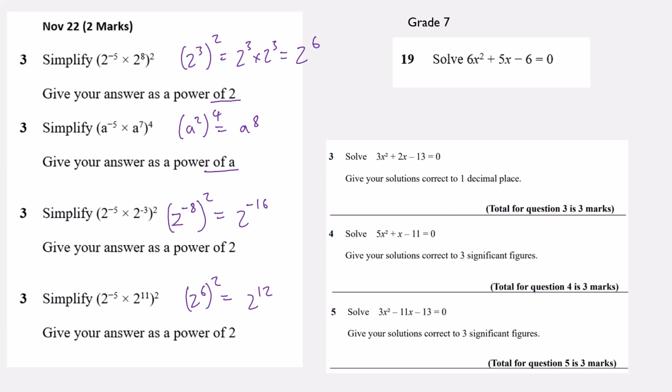And hopefully you got all those correct, and that's another 2 marks in the pocket. And these are very easy to do if you just remember the laws of indices. Right, well done. Let's look at this grade 7 question, question 19. Solve 6x squared plus 5x minus 6 equals 0. I mean, you can factorise this, that's a skill at grade 7, but it's actually easier just to use the quadratic formula, because the highest power of x here is squared, and you can use the quadratic formula, which is in the formula booklet.